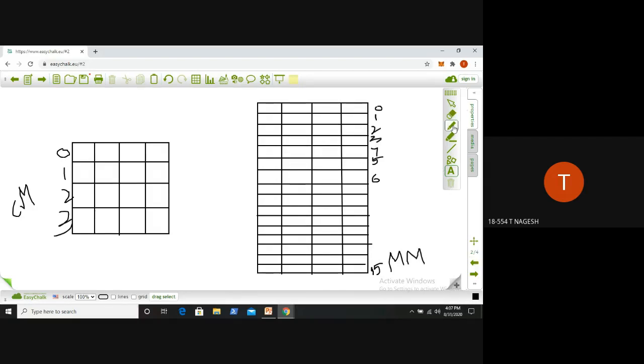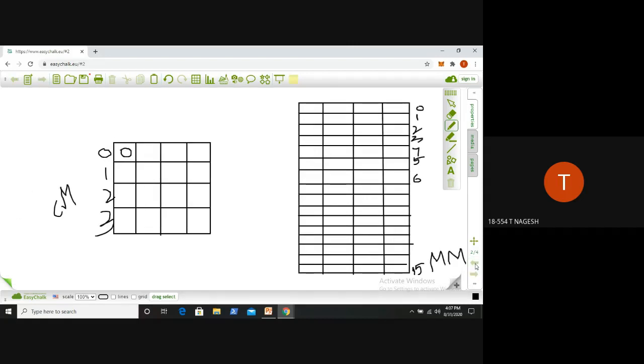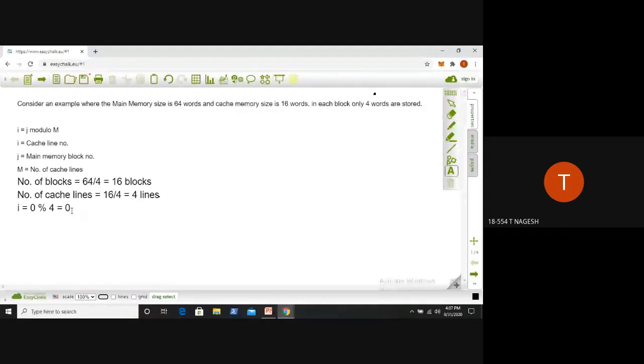That means here we can have the zeroth block. Okay, so let us move forward and also calculate for all other values. We have completed 0, now I'm taking 1. So 1 modulo 4 simply gives me 1.